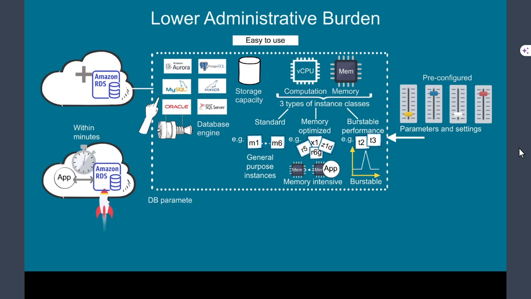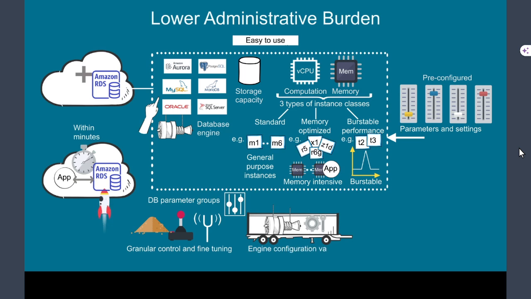In addition, DB parameter groups provide granular control and fine-tuning of your database. A DB parameter group acts as a container for engine configuration values that are applied to one or more DB instances.